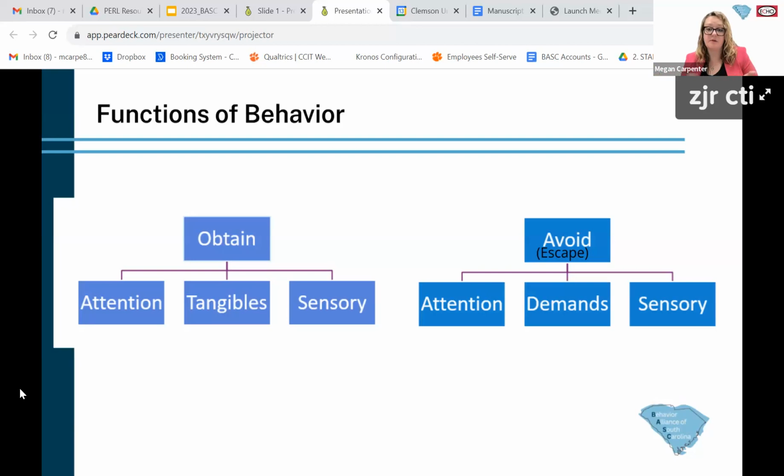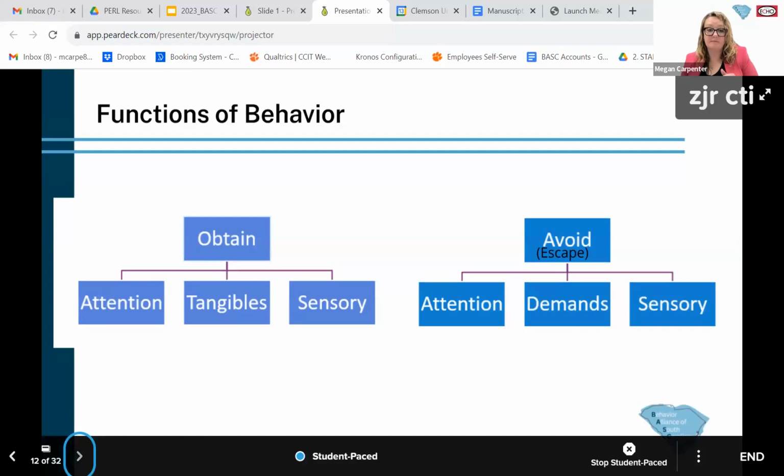Alternatively, students may engage in behavior to escape or avoid something. That could be attention. Maybe they don't want the teacher's attention or they don't want peer attention, so they engage in challenging behavior to escape that. Maybe they're trying to escape or avoid demands, which we see in schools not infrequently, that students just don't really want to do that task that we're asking them to do and are trying to escape or avoid that. Alternatively, they could be trying to escape sensory stimulation, so the way something feels or looks or sounds, and it's just too much and they don't want that.